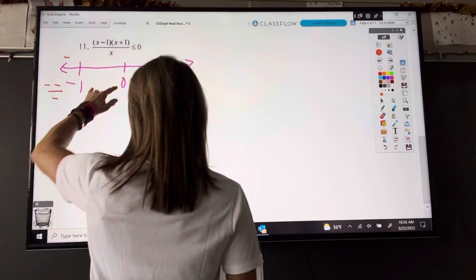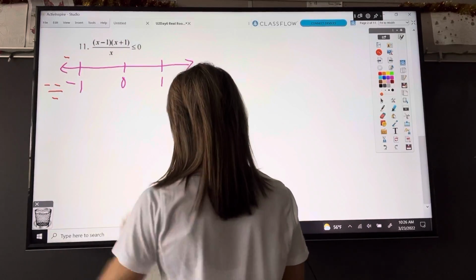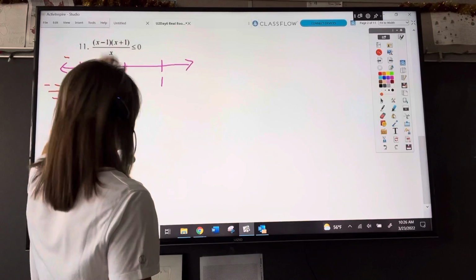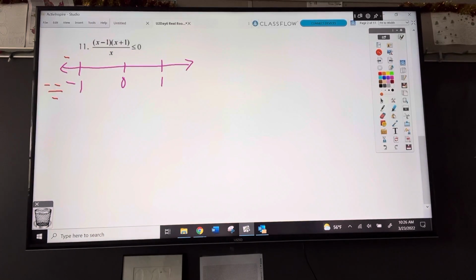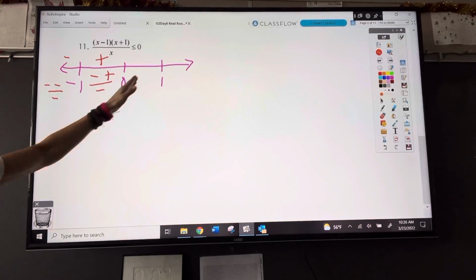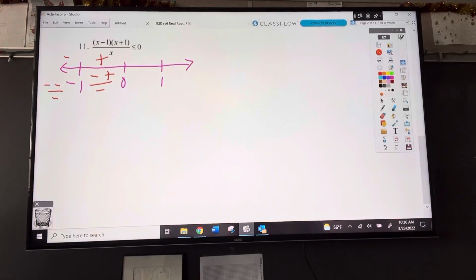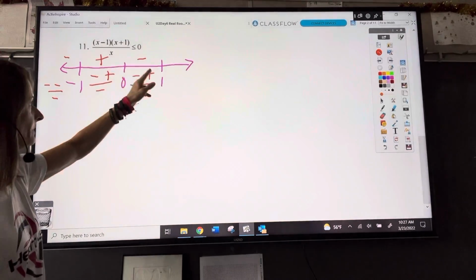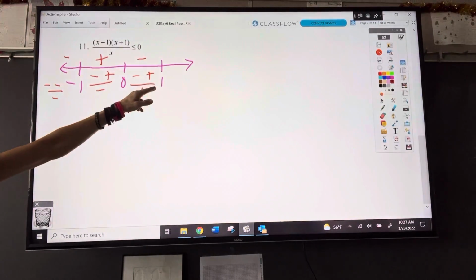Between -1 and 0, if I pick a point like -1/2, for example. -1/2, I plug in here and here and here. What are the signs? No, -1/2, right? Somebody check my work. There we go. Okay, that should be positive because this is going to be a negative over a negative, which is a positive. Now, maybe positive 1/2. Negative times a positive over a positive will give us a negative. And the last one, those should all be positives.